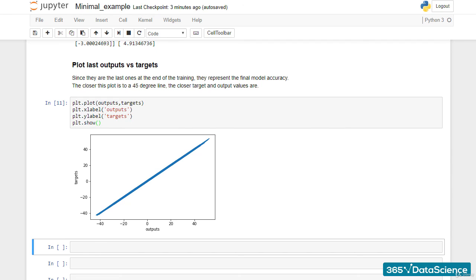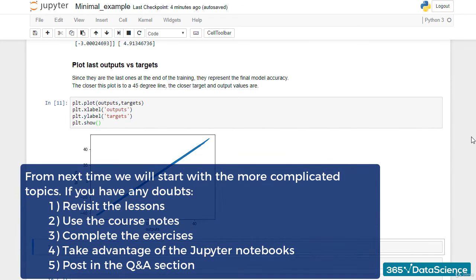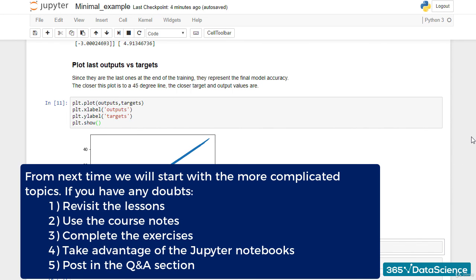Alright. This was the last lesson from our first big topic. From next on, we will start with more complicated stuff. If you have any doubts about your knowledge so far, please revisit the lessons and make use of all the extra resources available, like course notes, exercises, and Jupyter notebooks.